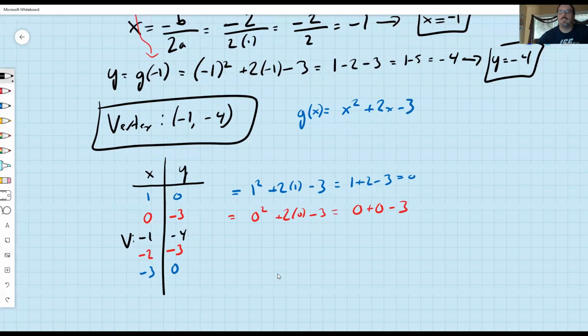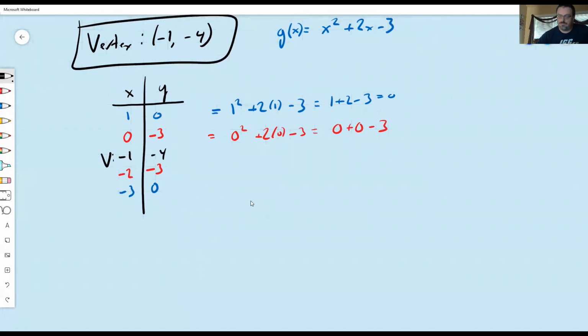Our graph for our picture. And then, all right, starting with the top and working down the table, I have 1, 0, 0, minus 3, minus 1, minus 4, minus 2, minus 3, and finally minus 3, 0.